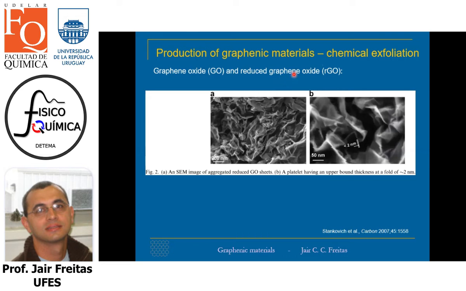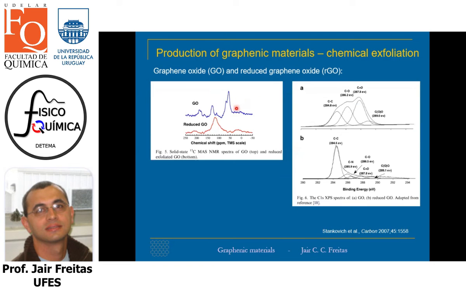Here are some pictures of reduced graphene oxide. You can see here the sheets, folded sheets. This corrugated morphology is typical of these graphenic materials. And then here are some spectra, NMR spectra and XPS spectra showing the reduction process. Graphene oxide with a lot of oxygen functionalities, and this reduced graphene oxide with an increased contribution due to the sp2 carbons.